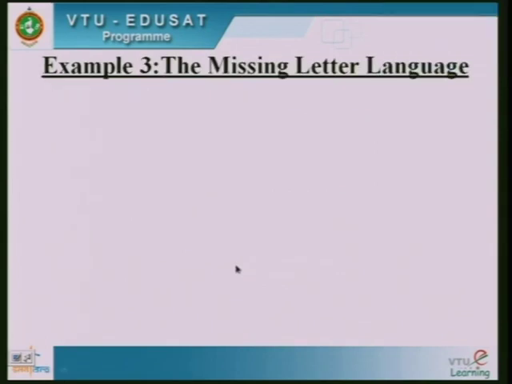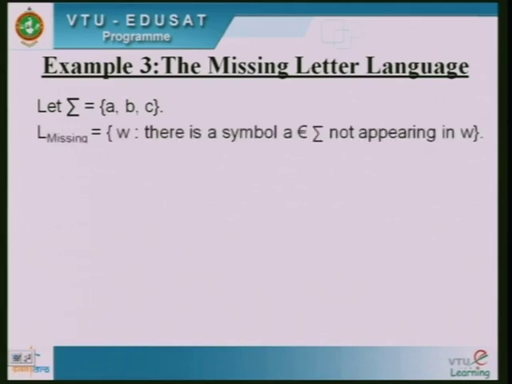Next, let us consider the missing letter language. In the module 1, we have seen the missing letter language. Throughout the book, the author has considered the same examples. Okay, so that's why I'll be considering the same example. What is that missing letter language? We can define it as L missing.